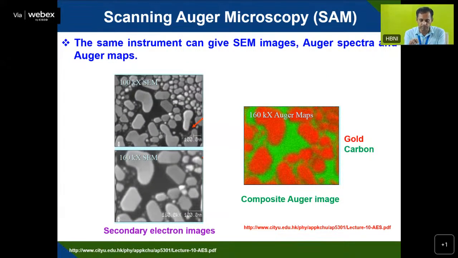And using Auger electron spectroscopy, you will also be able to combine it with a scanning probe. You will be able to see scanning Auger microscopy. The same instrument can give SEM images and Auger spectra, and Auger mapping is possible nowadays. You can use that SEM data at 100x and 160x, and you are able to see the different grain structure in secondary electron images. The same sample can be used for those images, and the same machine can show the Auger spectra here, the gold and carbon.